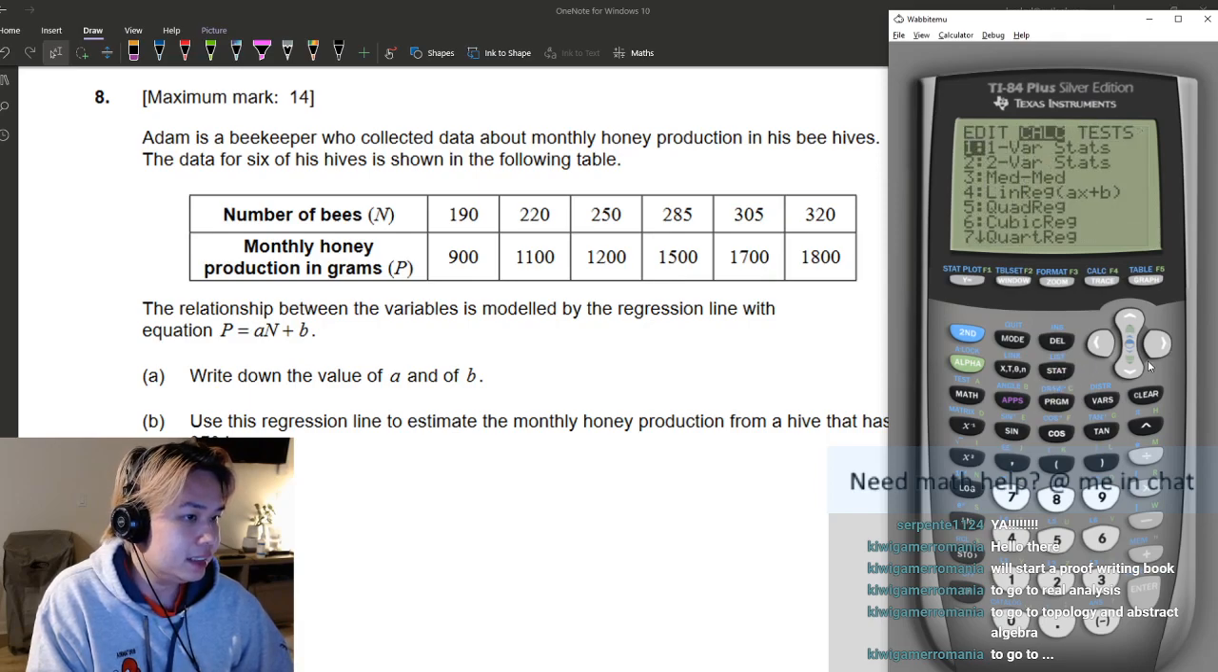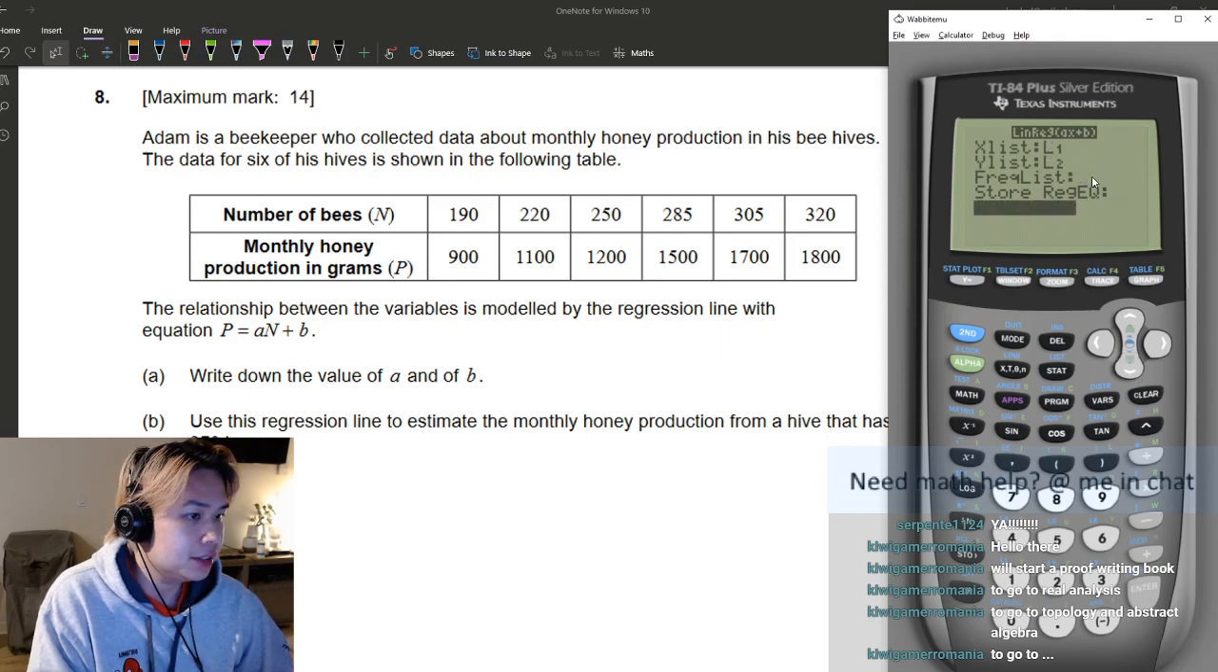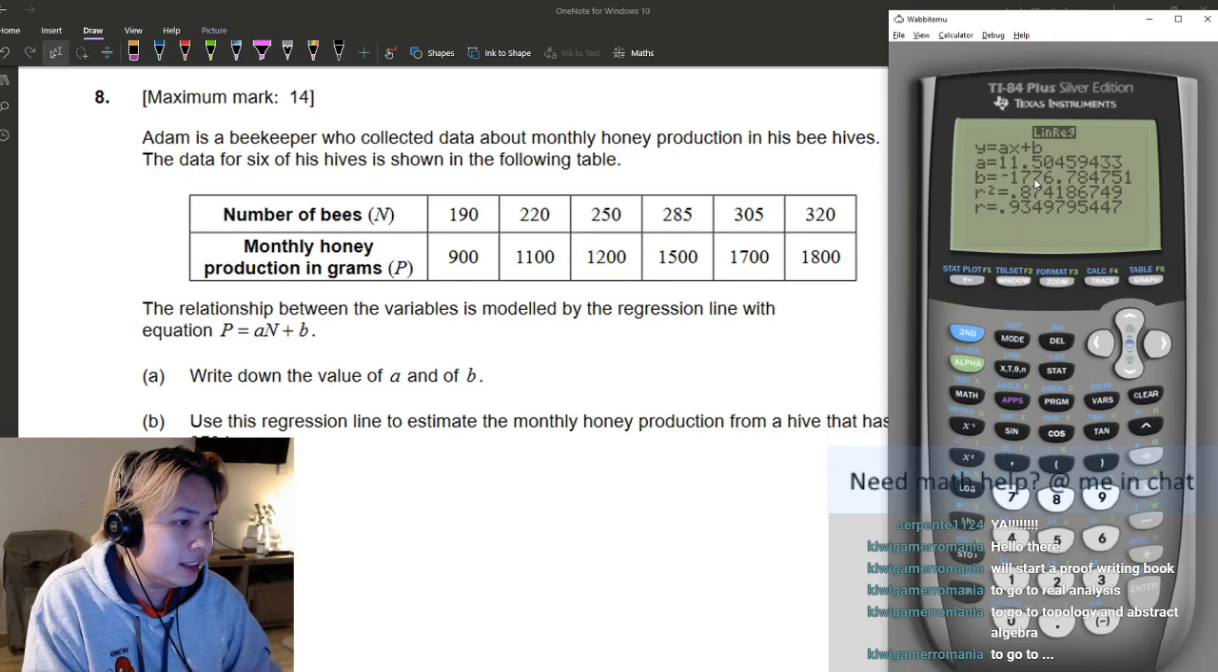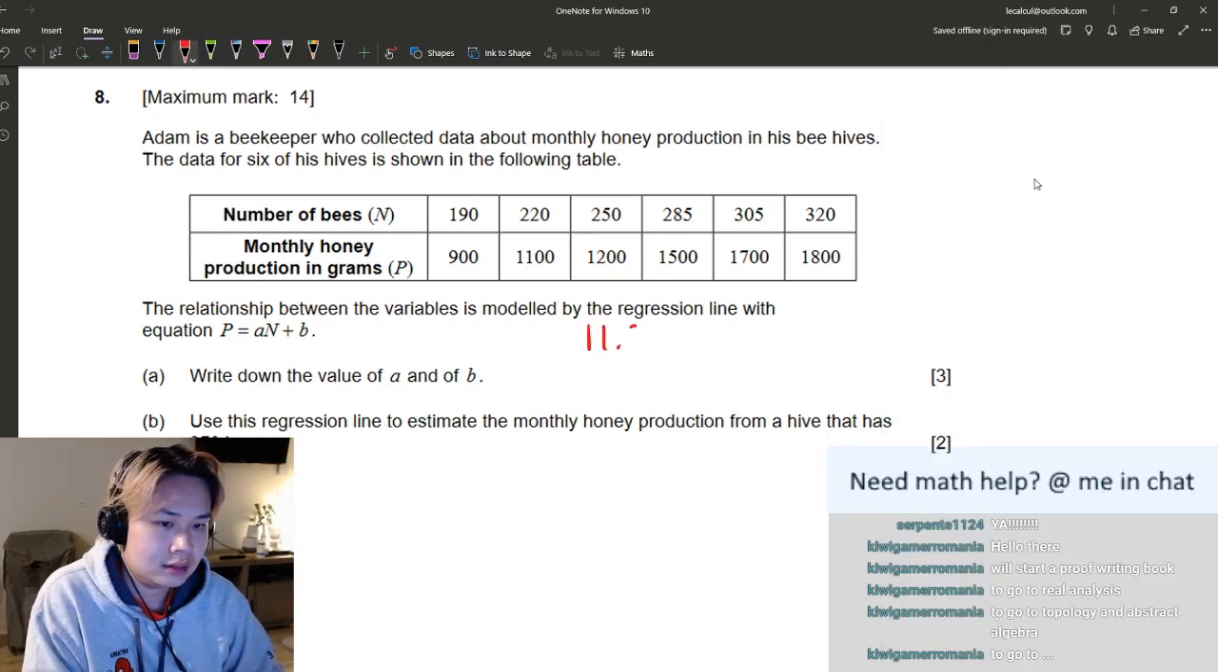Okay. And then we go back to stats and then we calculate the linear regression. So my x variable is the list in, well, list number one. So everything checks out. So here it is. So my a value is 11.5. My b value is negative 1776. So 11.577780.